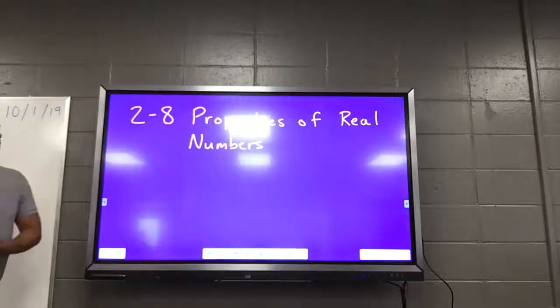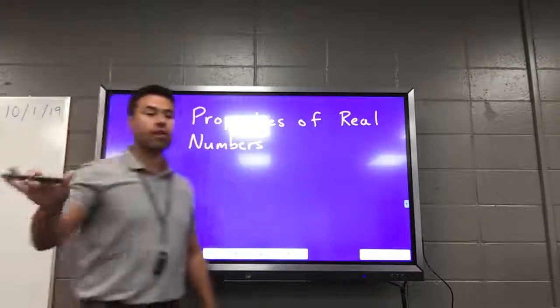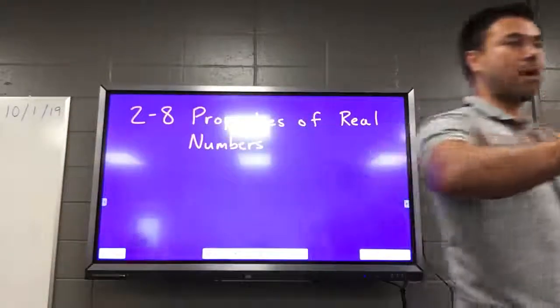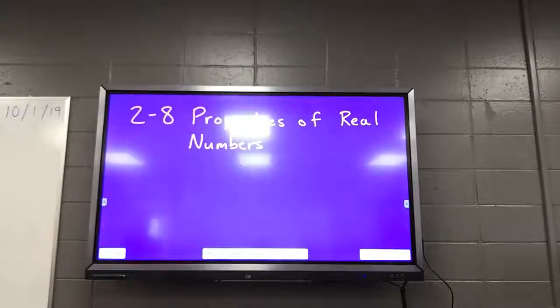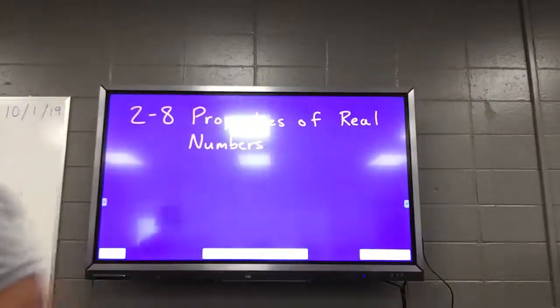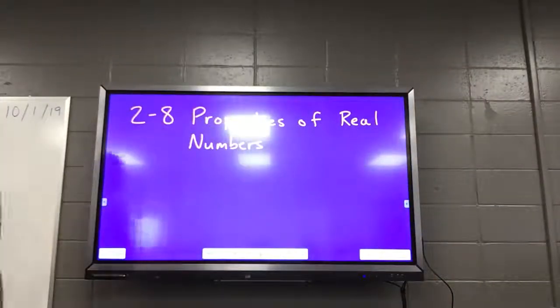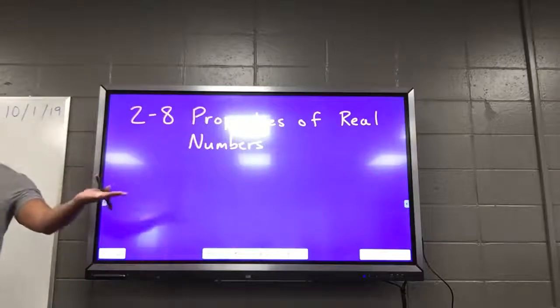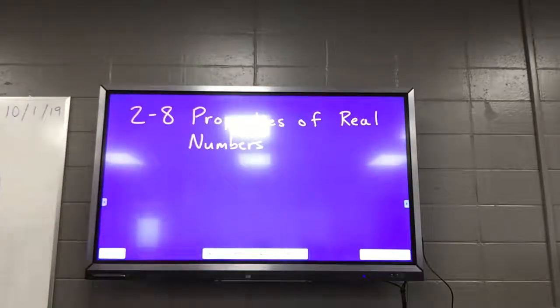The first property is called the closure property. I'm not going to require you to know that. This is all the closure property means. If I add 2 real numbers together, do you know what kind of number I'm going to get from that addition? A real number. If I multiply 2 real numbers, do you know what kind of number I'm going to get? A real number. That's all it's saying, that it's closed for the real numbers. So I'm not going to go through that.